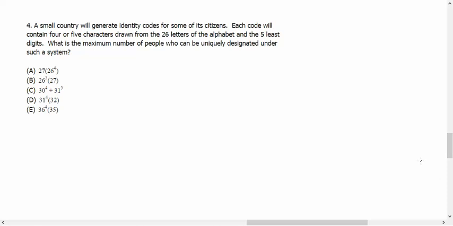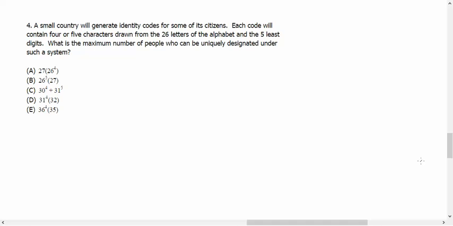Problem number 4. It says a small country will generate identity codes for some of its citizens. Each code will contain 4 or 5 characters drawn from the 26 letters of the alphabet and the 5 least digits. What is the maximum number of people who can be uniquely designated under such a system? The maximum number of people is going to be the number of different codes. Before you have to have 2 people that have the same code, there would have to be more people than the number of different codes. Let's take a look at this.